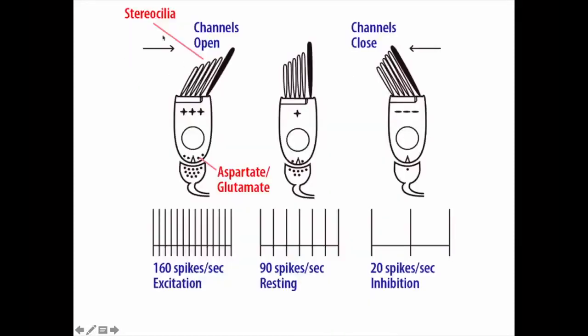Here you can see the stereocilia when they bend towards the kinocilium, there is a depolarizing signal. It is due to the release of an excitatory neurotransmitter, which can be either aspartate or glutamate, and so the spikes will be 160 per second. It's an excitation. When it is at rest, it is only about 90 spikes.